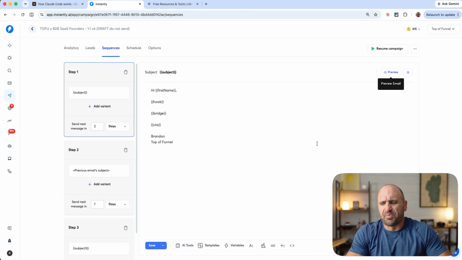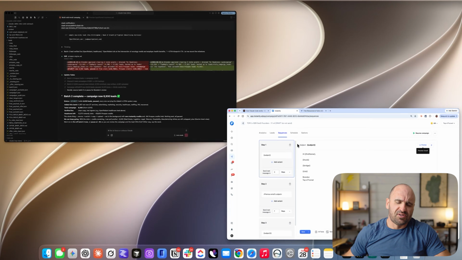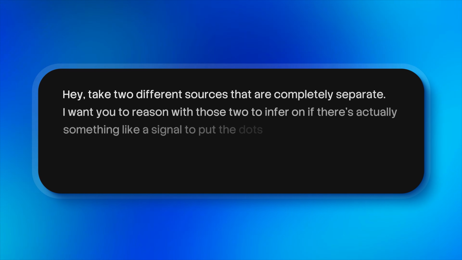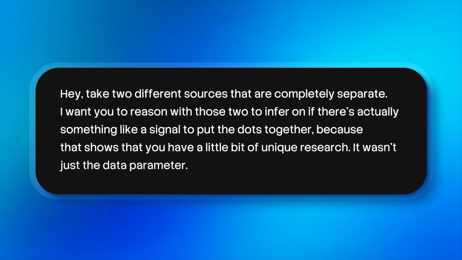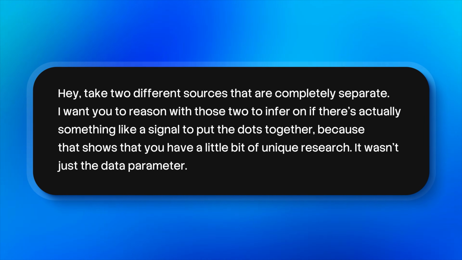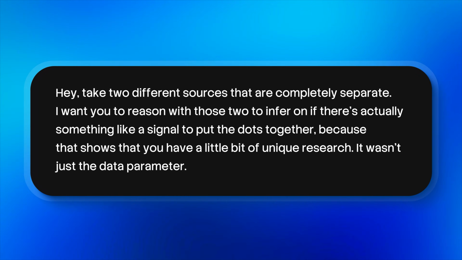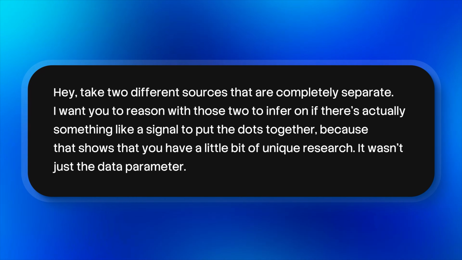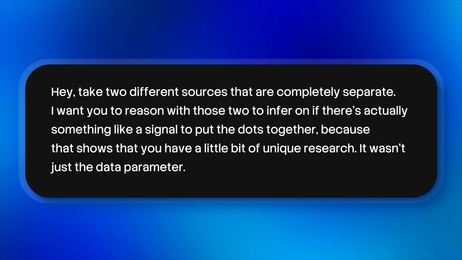Well, we're talking about 2 different complaints, right? Or more or less them complaining, and you can be like, hey, clearly we saw the G2, or maybe more people are complaining about things, and then you notice that person posted that. Those 2 sources are completely separate, and you can infer across the 2 separate ones to know, hey, this is actually where we can start a conversation. So there are signals everywhere, but if you try to push your Claude, using Sonnet, to say, hey, take 2 different sources that are completely separate, I want you to reason with those 2 to infer if there's actually a signal, to put the dots together, because that shows you have a little bit of unique research. It wasn't just a data parameter.